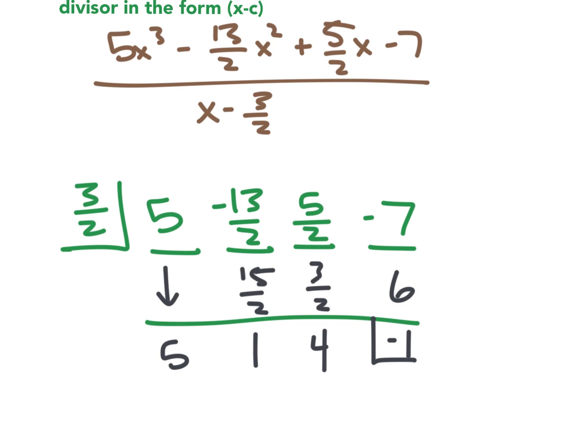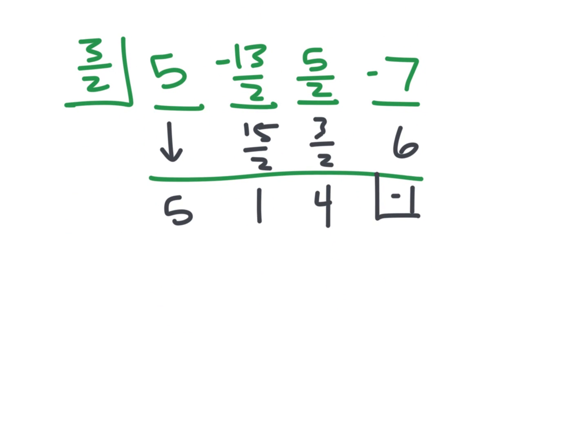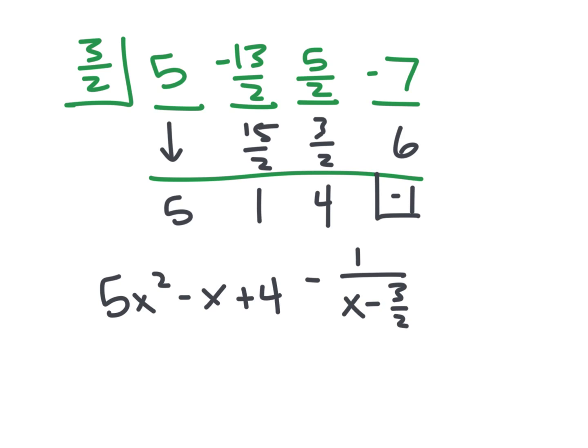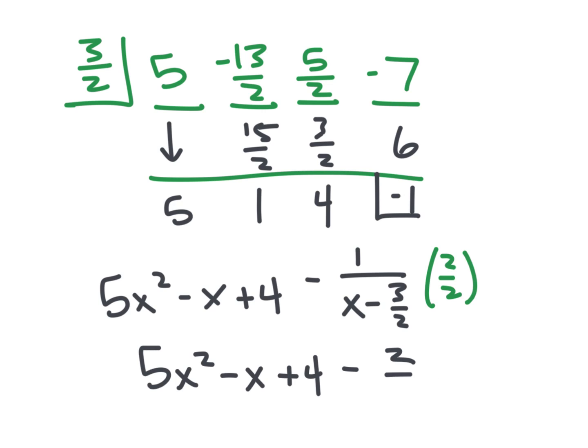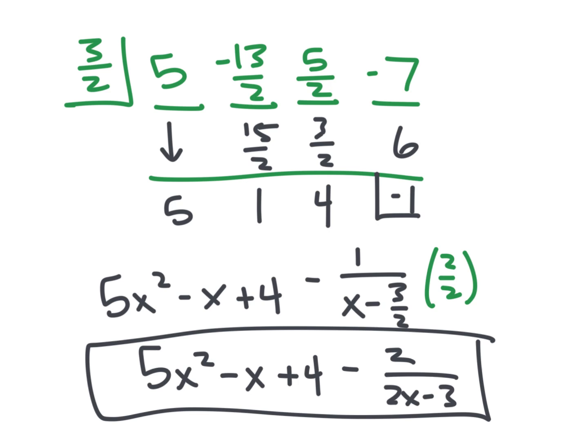All right, so while you were doing that, you probably had to remember how to add fractions. So what we have here is 5x squared minus x plus 4 minus 1 over x minus 3 over 2. Okay, now we can't be dividing by a fraction here. So what I'm going to do is multiply the numerator and denominator of this by 2. So I have 5x squared minus x plus 4 minus 2 over 2x minus 3. Pretty challenging problem.